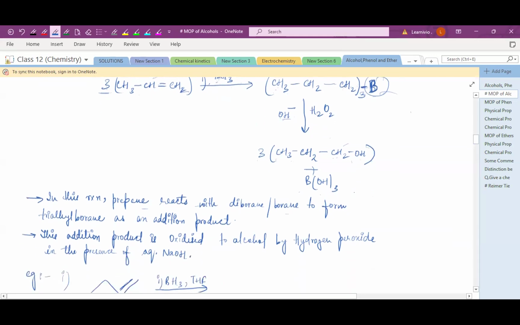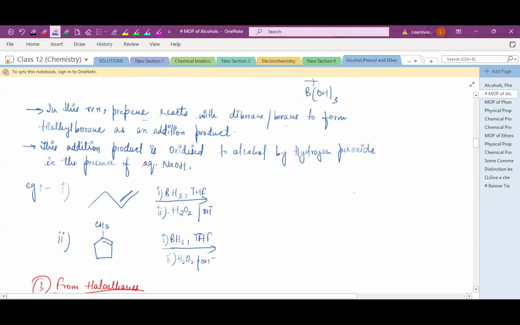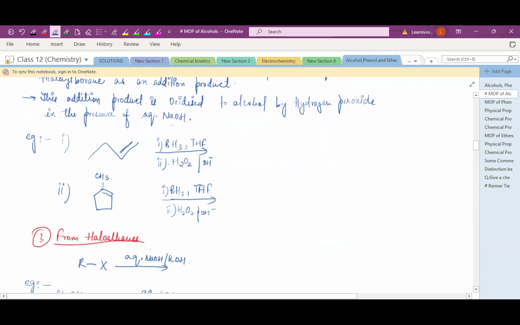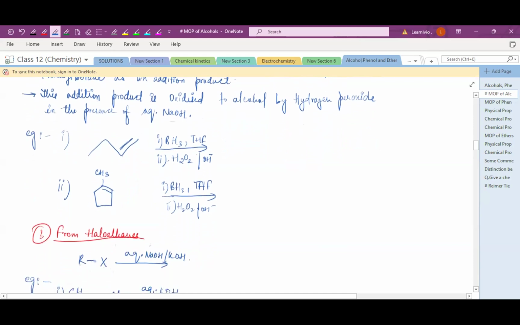So in this reaction, you can write down, propene reacts with diborane or borane to form trialkyl borane as an addition product. And the second step is this: the addition product gets oxidized to alcohol by hydrogen peroxide in the presence of aqueous sodium hydroxide. So that's the whole mechanism, the 2-step reaction. Now do this question, Ali. First question and the second one. And please tell me the answer.